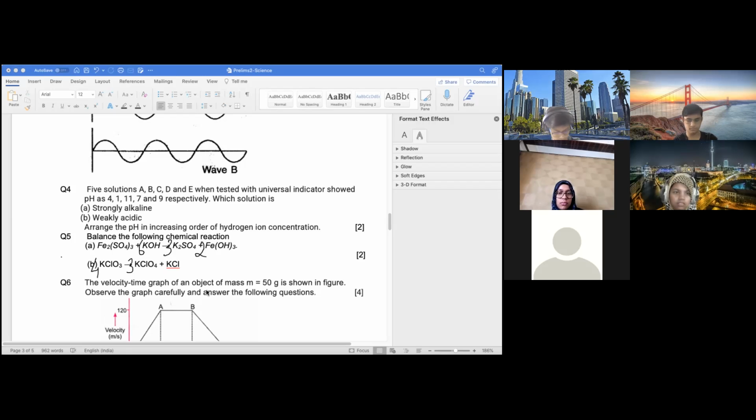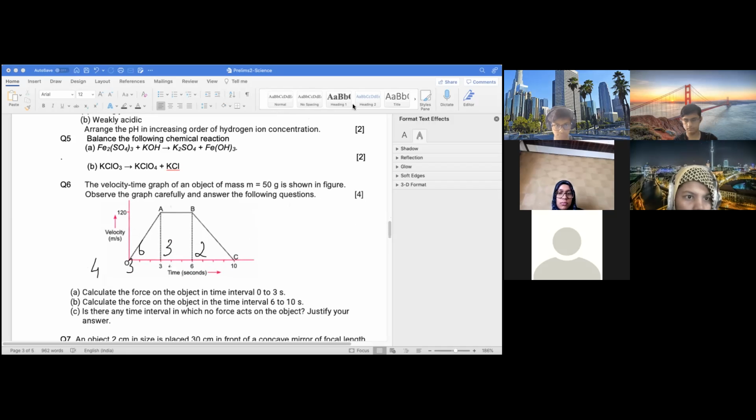Velocity time graph. Velocity time graph is given, VT graph. 50 grams, सबसे बड़ा problem यहाँ पे है कि everything is in SI unit. So you have to change it into kg. So it is 0.05 kg. Mass हो गया 0.05 kg. Calculate the force 0 to 3 second में.